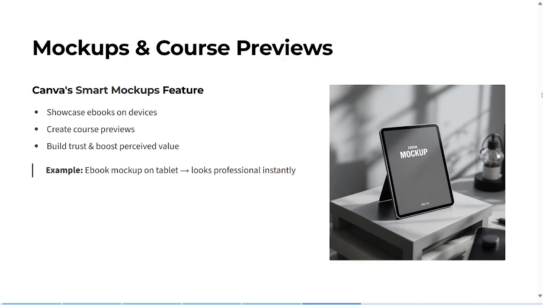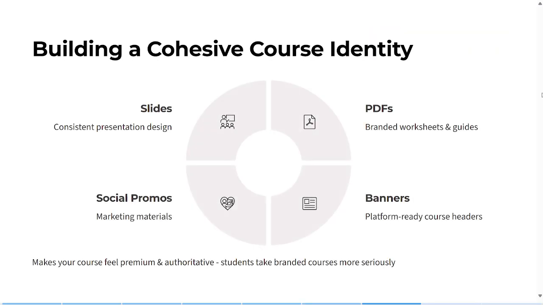Canva's Smart Mockup feature is a new feature that showcases an ebook on devices. It can also showcase your course preview, build trust, and boost perceived value. Here is an ebook mockup on a tablet, just like we showed you there. So that is an example of what a mockup is.